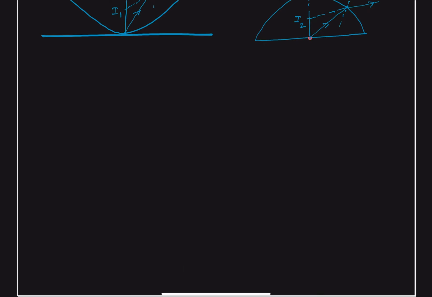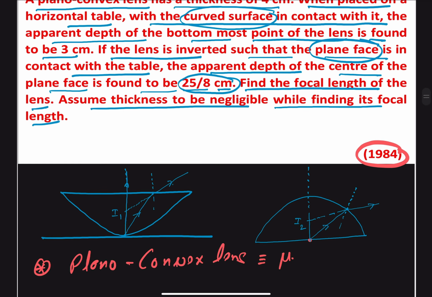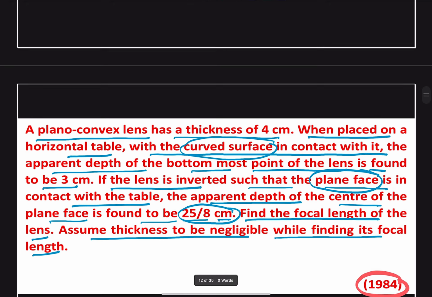So we are given a plano-convex lens, and its refractive index is given as mu. It's not given, so let us assume that it is mu.